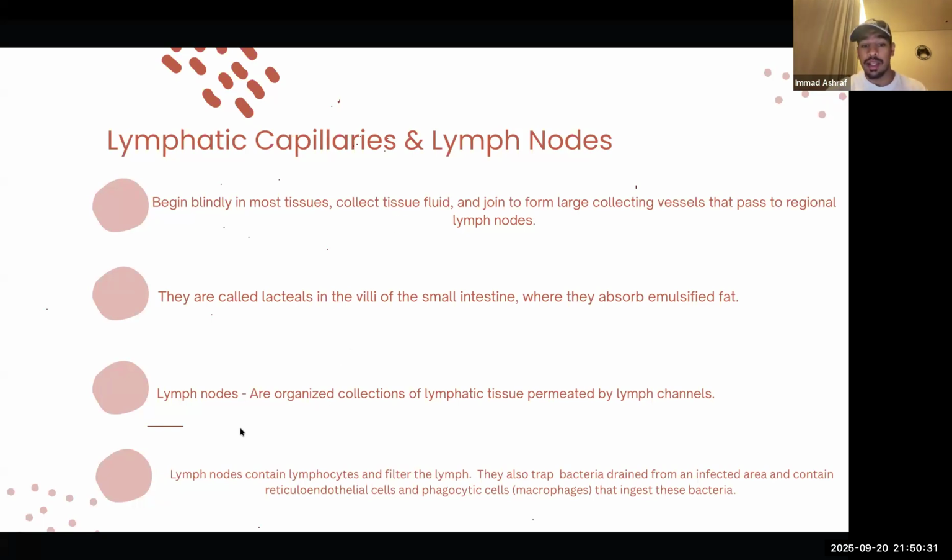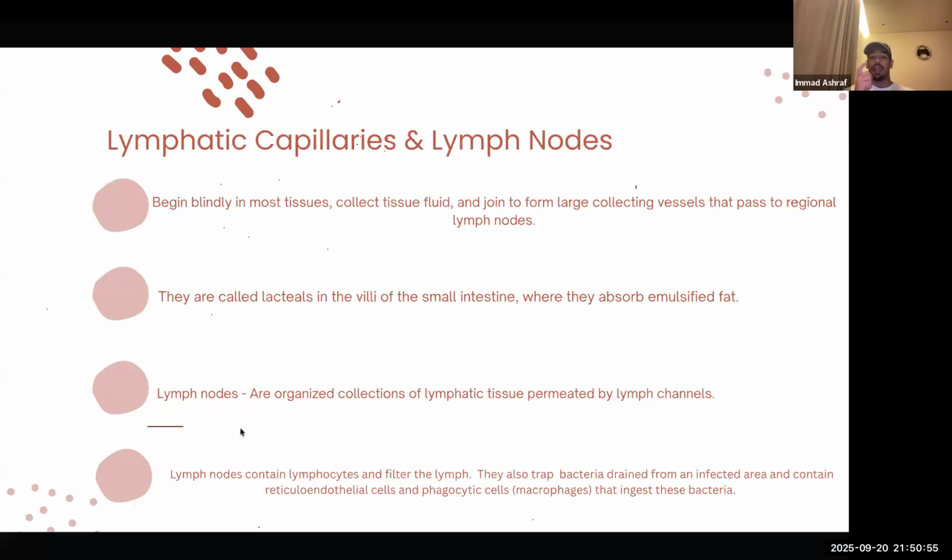And then let's talk about lymph nodes. Lymph nodes are organized lymphatic tissue that the lymphatic vessels drain into. These lymph nodes contain lymphocytes, which are immune cells that look for bacteria or anything toxic and remove it from the blood. And they filter the lymph. The lymphocytes also trap bacteria that come from an infected region.